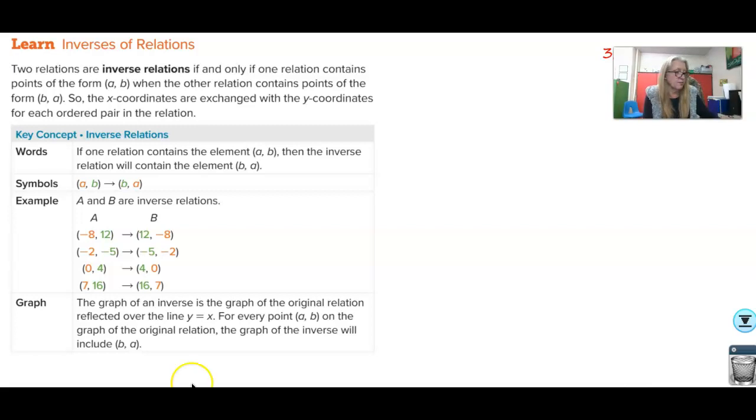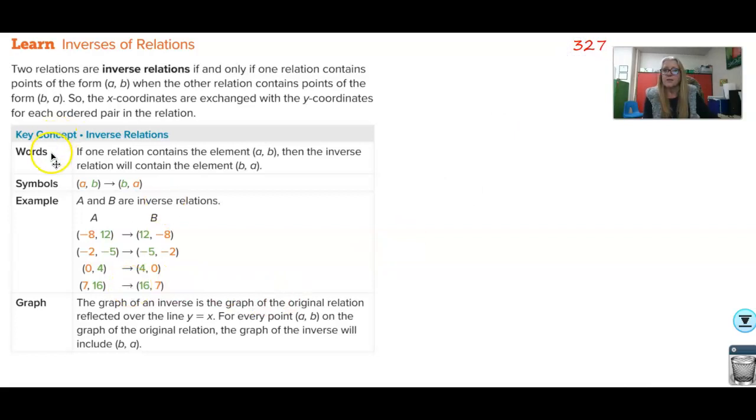Let's go ahead and read this with you. Two relations are inverse relations if and only if one relation contains points of the form (a, b), while the other relation contains points of the form (b, a). Inverse relations are pretty much what you would think. They're complete and total opposites of each other.